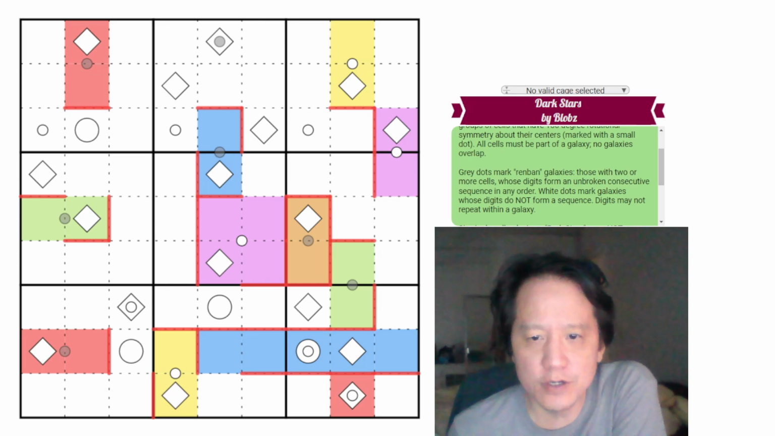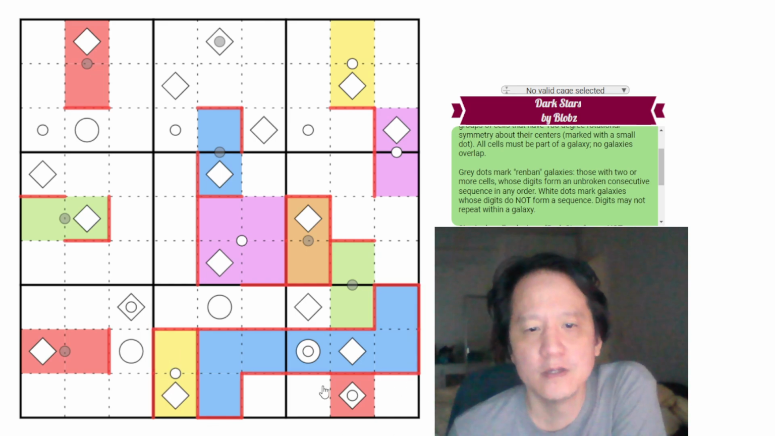So then we know this galaxy has to have at least 6, so it has to go down, and then it has to go up. So this is the full galaxy. And this is the full galaxy. So this is a full galaxy.